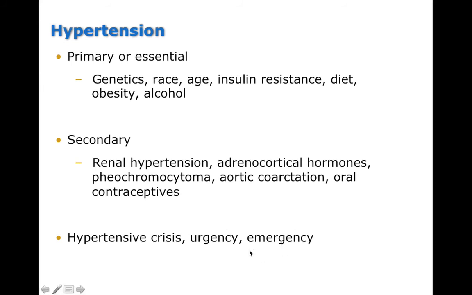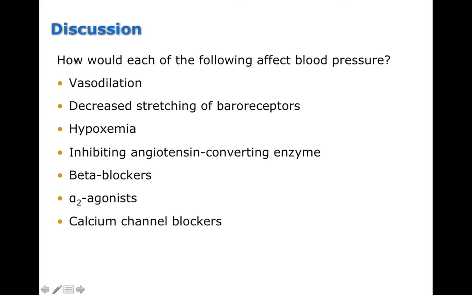So the discussion here says, how would each of the following affect blood pressure? Vasodilation, we know that decreases resistance, which decreases blood pressure. If you had decreased stretch of baroreceptors, that would actually suggest that your blood pressure is too low. So that would lead to the sympathetic vasoconstrictor response, which can increase blood pressure. We learned earlier how hypoxia in itself is a vasodilator. The point of this is that if your tissues are hypoxic, they can vasodilate to increase blood flow. So hypoxemia would lead to low blood pressure, but higher heart rate to try to get that blood out to your tissues.